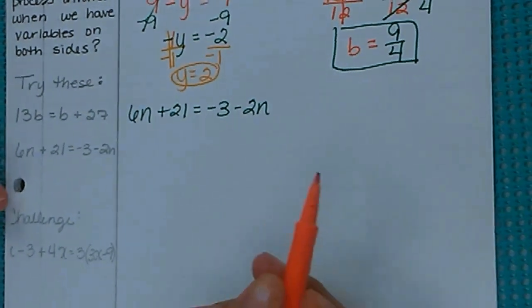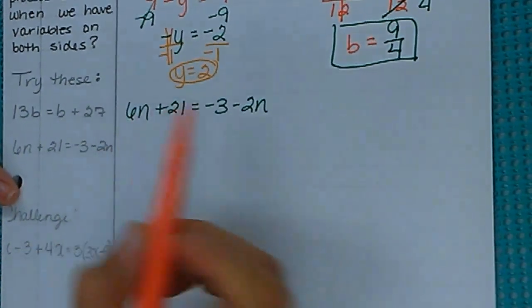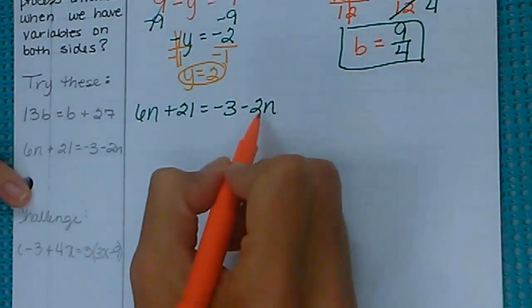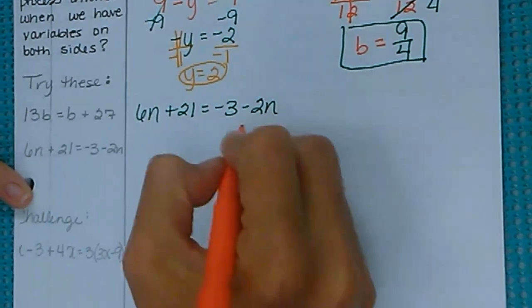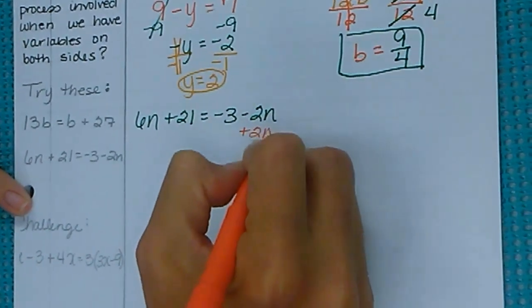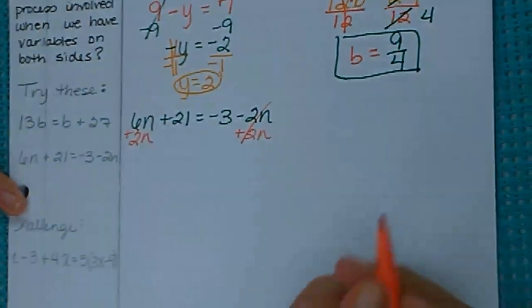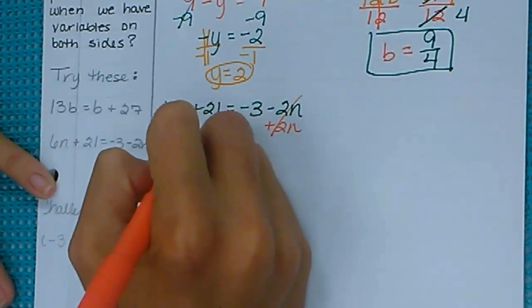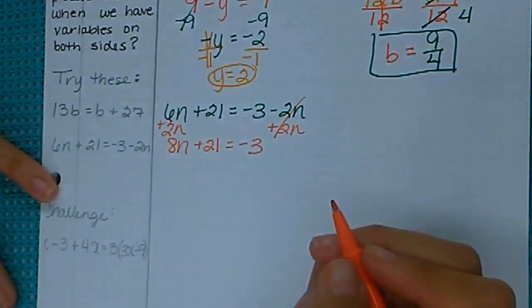So where are there the most n's? On the left or on the right? I have 6 n's, -2 n's, definitely on the left. So if I'm going to move these over, what is the opposite of a -2n? A +2n. Great job, you guys. I know you totally just said that out loud. All right, so when we add these, I now have 8n plus 21 equals -3.